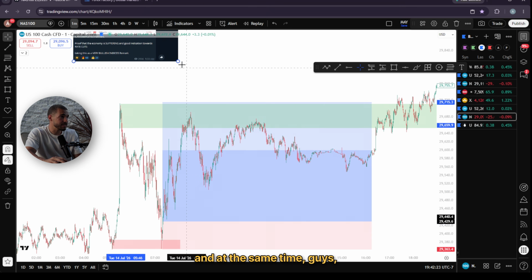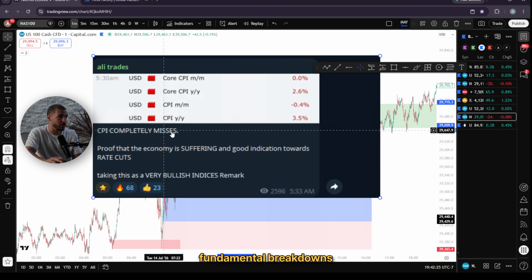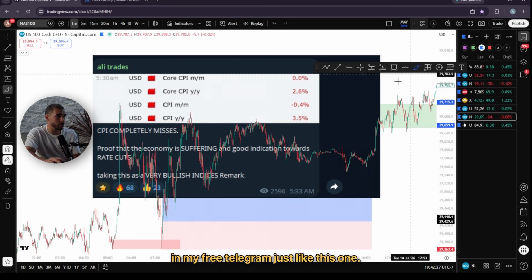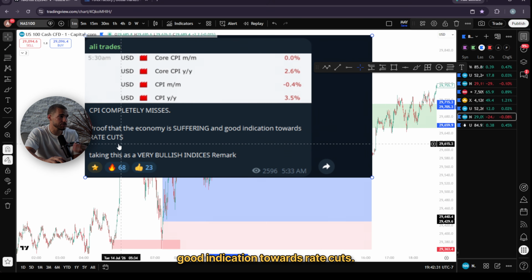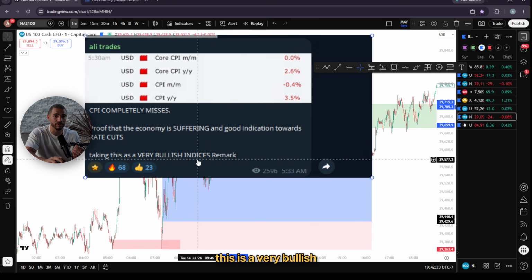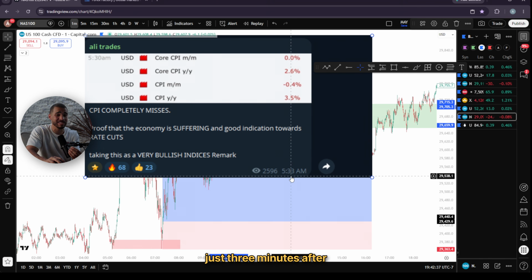And at the same time, guys, I sent all of these fundamental breakdowns in my free Telegram, just like this one. I said CPI completely misses, proof that the economy is suffering, good indication towards rate cuts. This is a very bullish indices remark, right? So everybody in my free Telegram already knew just 3 minutes after that news was released that price is going to move bullish. And I had so many students sending me their profits on this.